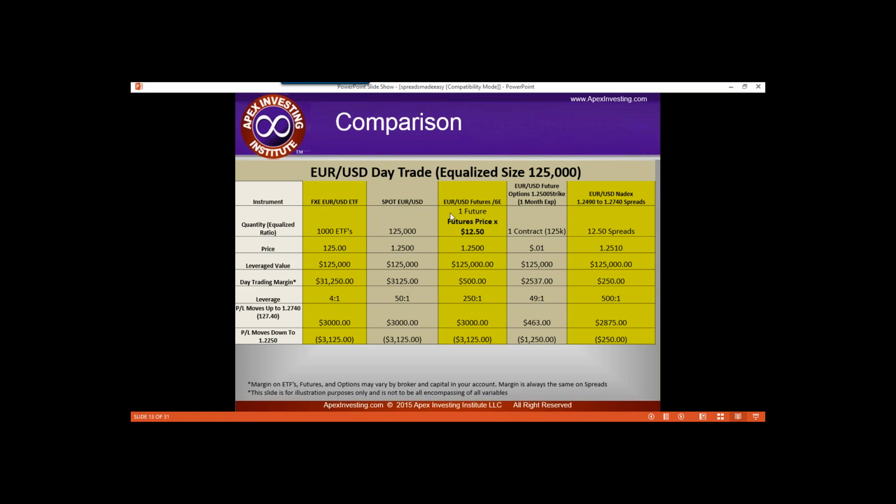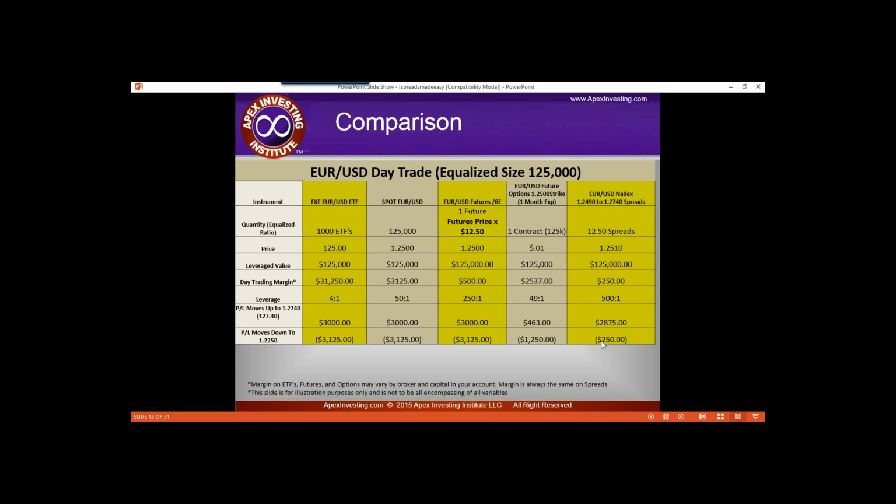With an ETF, you might have to put up $31,000 in margin. If you're trading a euro-dollar future in the futures market, you might have to put up $500. An option, maybe $2,500. But to trade a basic Nadex spread can be $250 or even way, way less. So you get a much lower margin trading a Nadex spread. You also have a much lower risk.